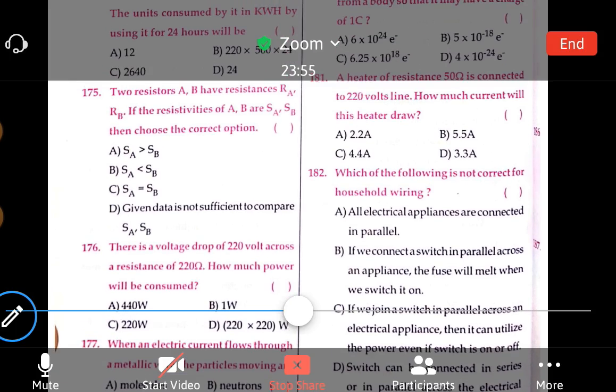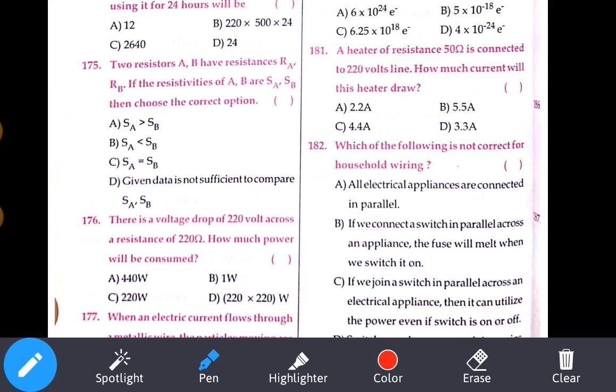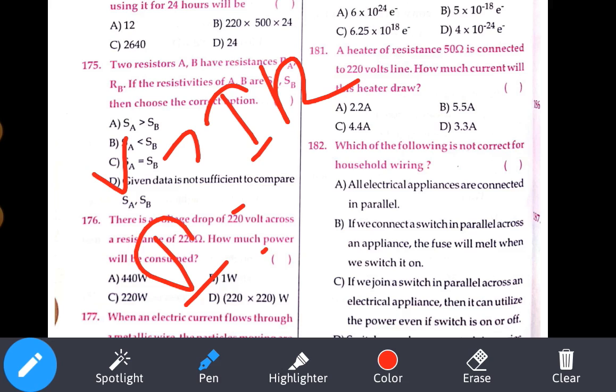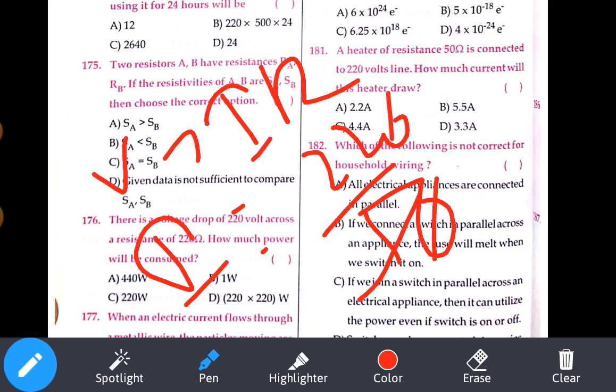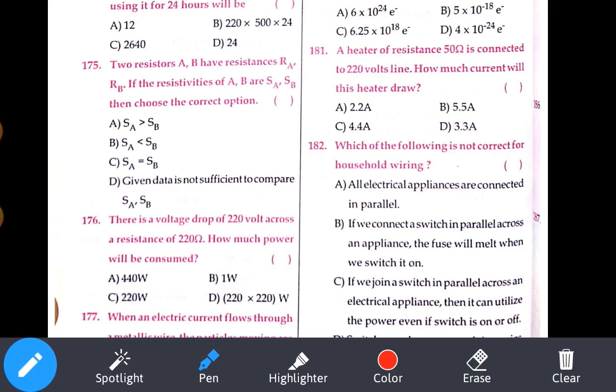A heater of resistance 50 ohms is connected to a 220 volt line. How much current flows? V is equal to IR, and they are asking for the current value. I is equal to V by R. What is the V value? 220. What is the R value? 50. The 0 gets cancelled, 2 fours are 20... 4.4 is the answer. Option number C is our answer.